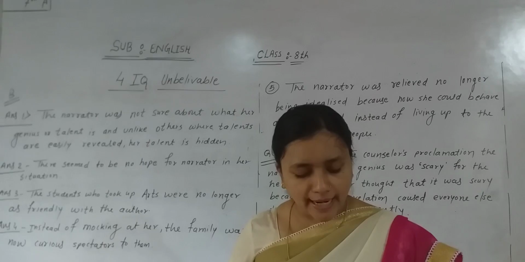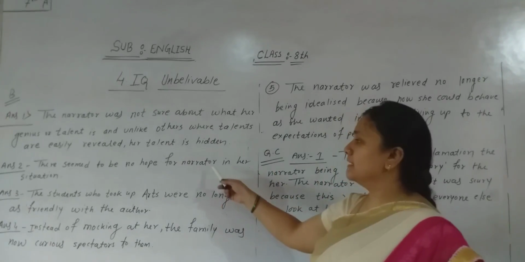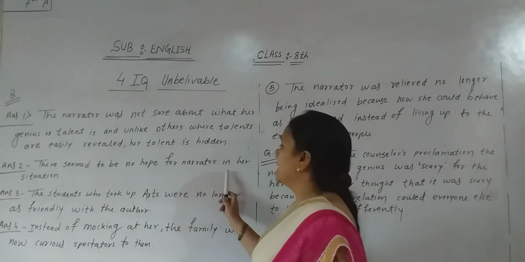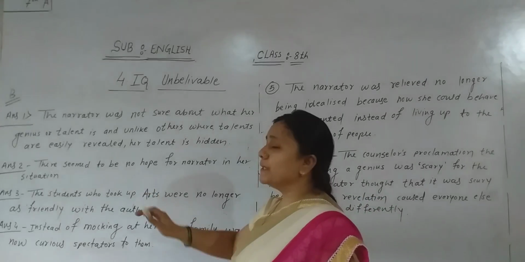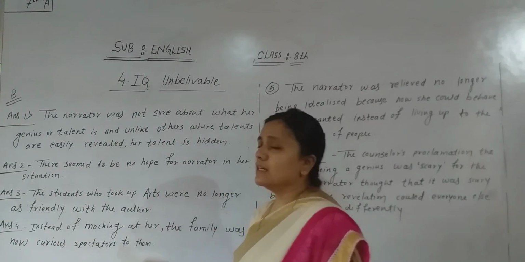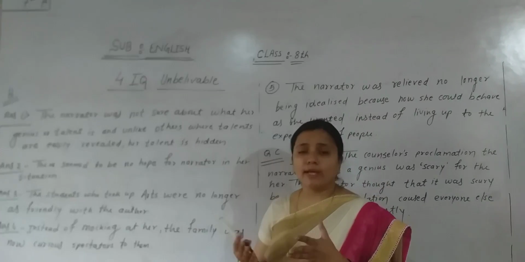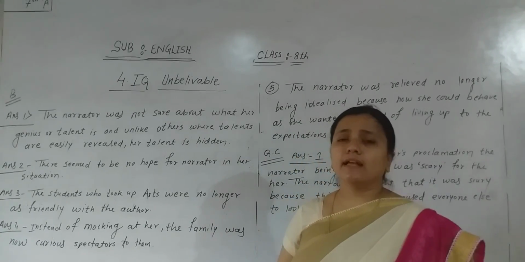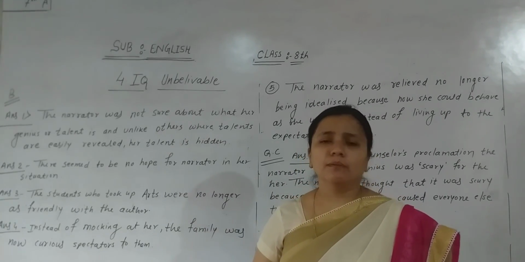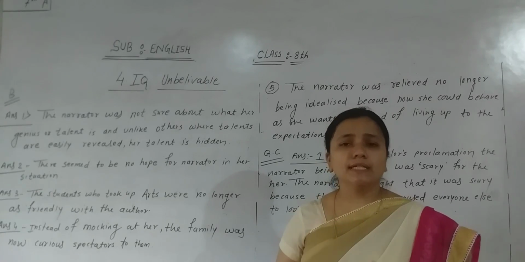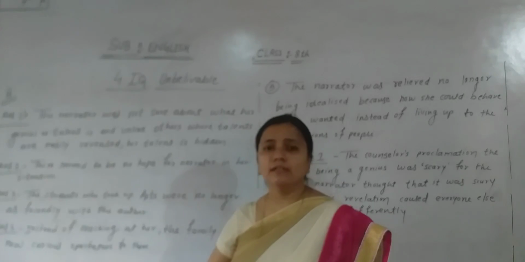There seemed to be no light at the end of my tunnel. There seemed to be no hope for the narrator in the situation. From this line we could say that there seemed to be no hope for the narrator in her situation, as it's a very difficult and annoying situation. Everybody started to call her a genius, but she knows well that she isn't having any quality of a genius, so there seems to be no hope for the narrator in her situation.